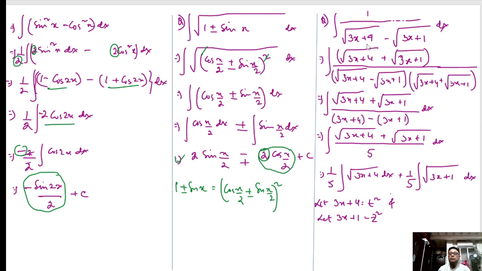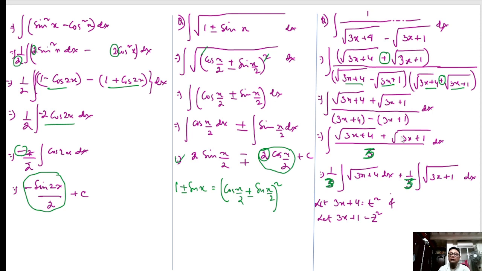Let's see the next sum. What we have done is we have rationalized it with the opposite sign. So this becomes (a minus b) into (a plus b), which is a² minus b². So the root goes, and what remains is 4 minus 1. It should be 3, it's a mistake here. So this should be 3 and this should be 3.